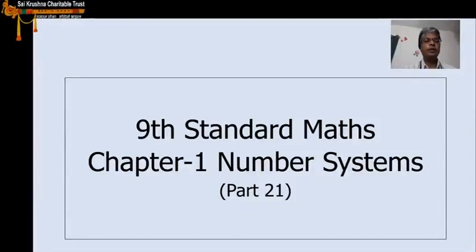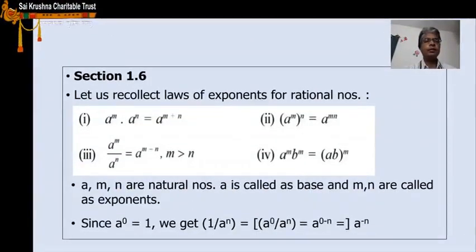Part 21. Now we are moving to section 1.6, that is exponents.